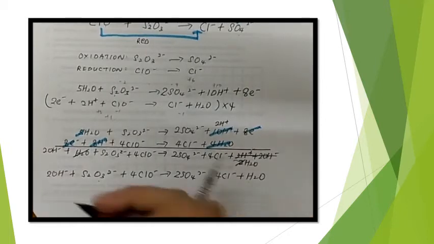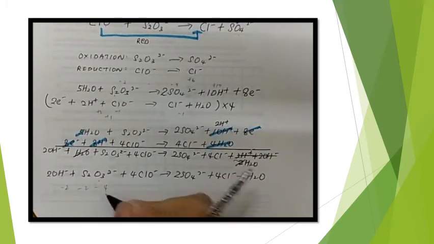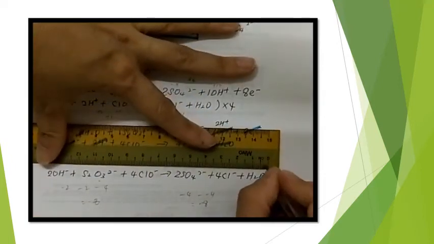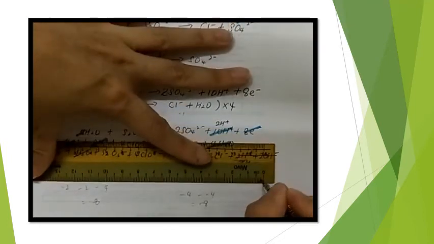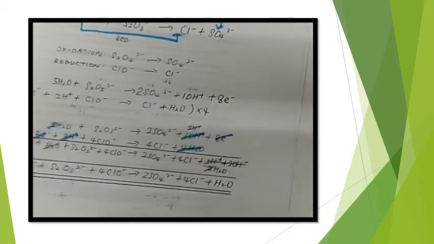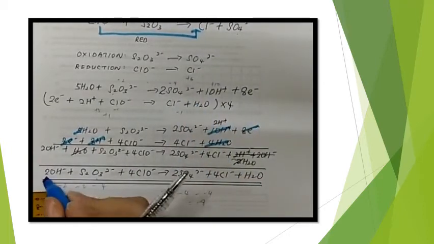Now we check for the charge. -2, -2, -4. So total -8. -4, -4. Yes, total -8. Yes. So this one is the final answer. So here showing that we balance this equation in basic medium.